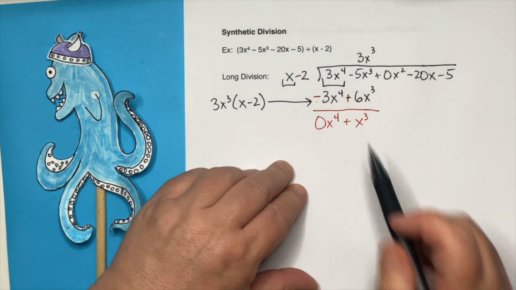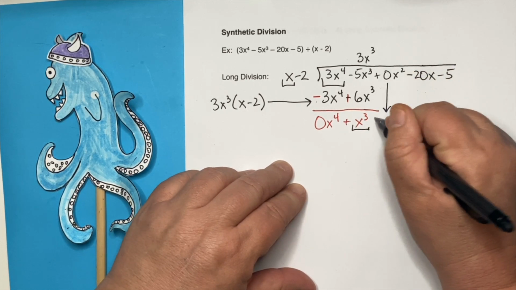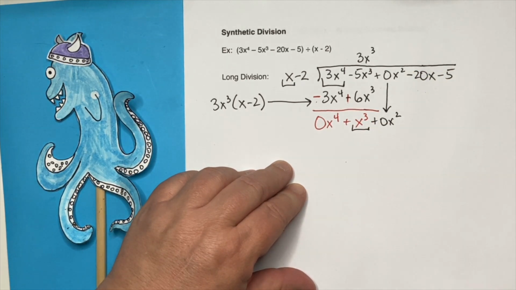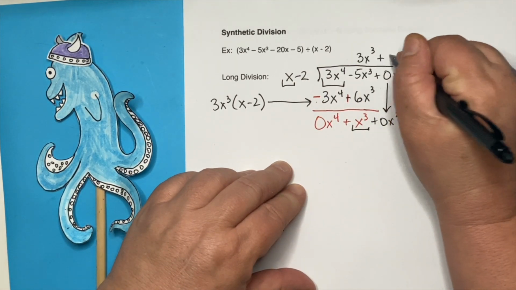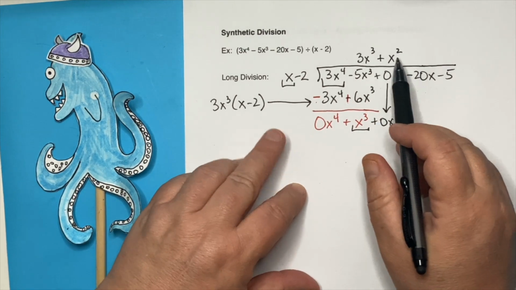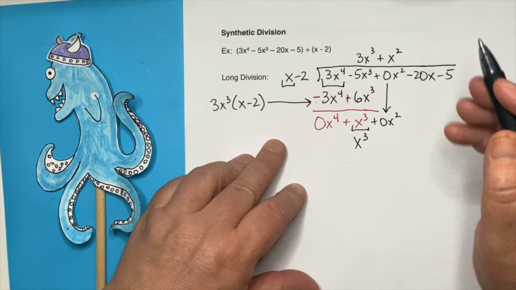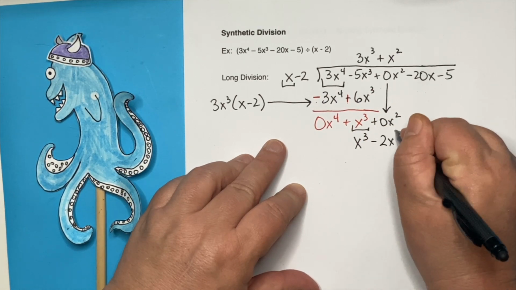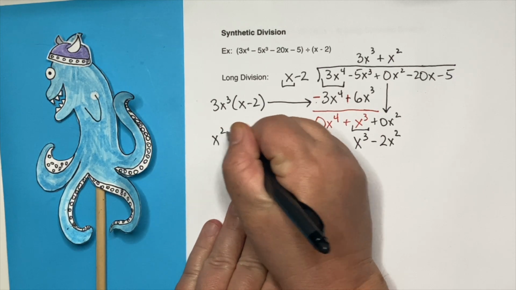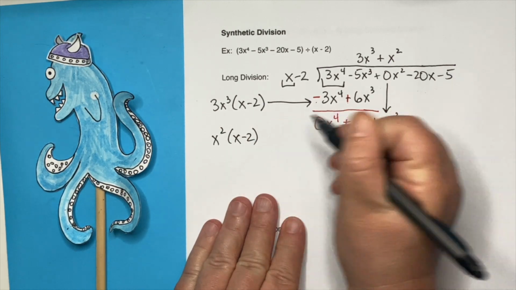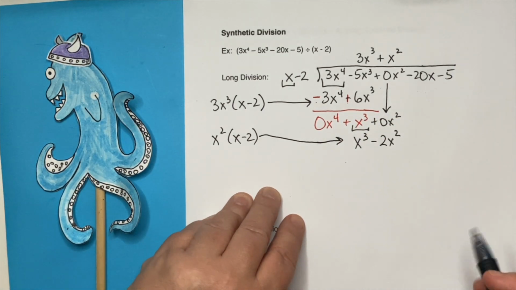Okay, next up, I look at x cubed. I bring the 0x squared down. And I say, what times x gives me x cubed? Oh, x squared. Then I multiply. X squared times x is x cubed. X squared times negative 2 is negative 2x squared. Okay, so this one is going to be x squared times x minus 2. Pardon me. And that goes right there.